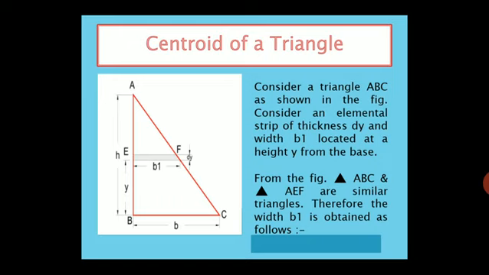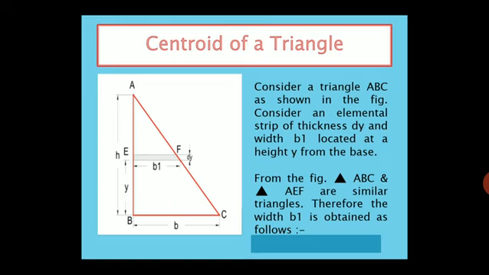That is, if the height of the rectangle was h and width was b, then we would have got the centroid directly as b by 2 and h by 2. But here in case of this triangle, it is not that case, so we need to derive it.